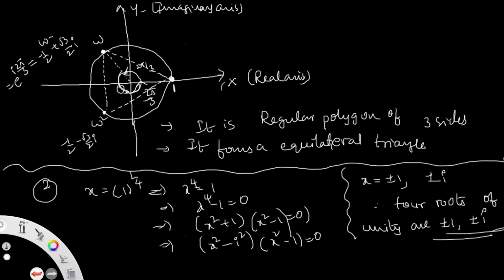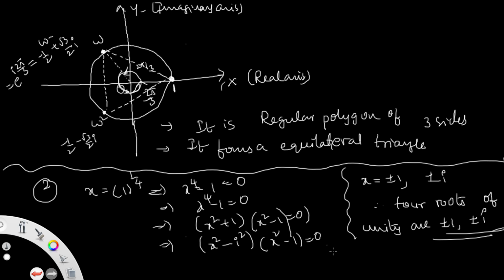Now x equal to 1 to the power of 1 by 4, that is x power 4 minus 1 equal to 0. Then we can separate it as (x square plus 1) into (x square minus 1) equal to 0. The x square plus 1 we have written as x square minus i square, and x square minus 1 equal to 0. Then we get x equal to plus or minus 1 and plus or minus i. Therefore, the four roots of unity are plus or minus 1 and plus or minus i.